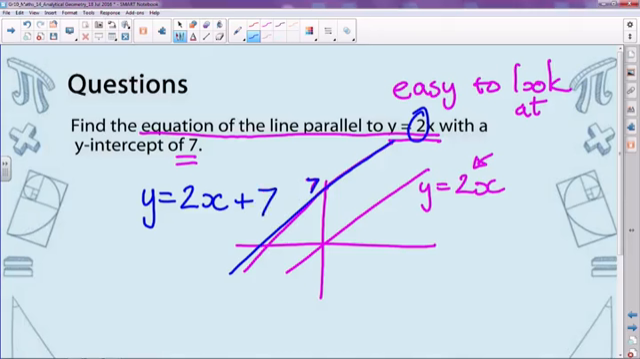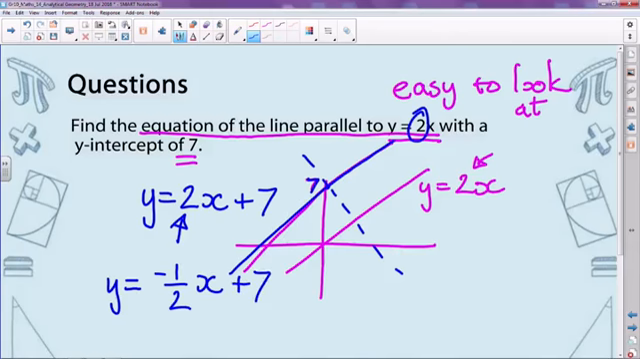What would be the line that is perpendicular to this line? Well, if this gradient is 2, it means that the perpendicular line would have a gradient of negative 1 over 2, so -1/2 x, and it's still going through the point 7. So that's the perpendicular line.